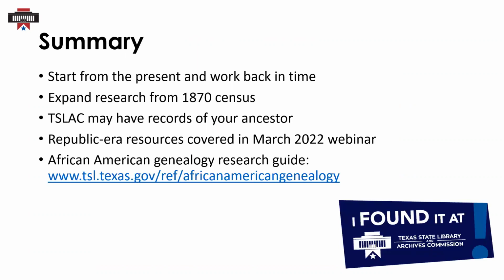In summary, we have explored several research strategies, including starting from the present and working your way back. When you reach the 1870 census, it may be useful to research connections and resources associated with the geographic location of a specific individual at that time. Throughout your research, think about what kinds of records may have been created from your ancestors' interaction with local, state, and federal government. We have covered many of these resources created at the state level held by TSLAC during our presentation today. Next month's seminar on resources of the Republic era picks up chronologically where our presentation leaves off. Also, be sure to visit our research guide on African American genealogical research for additional information and sources.